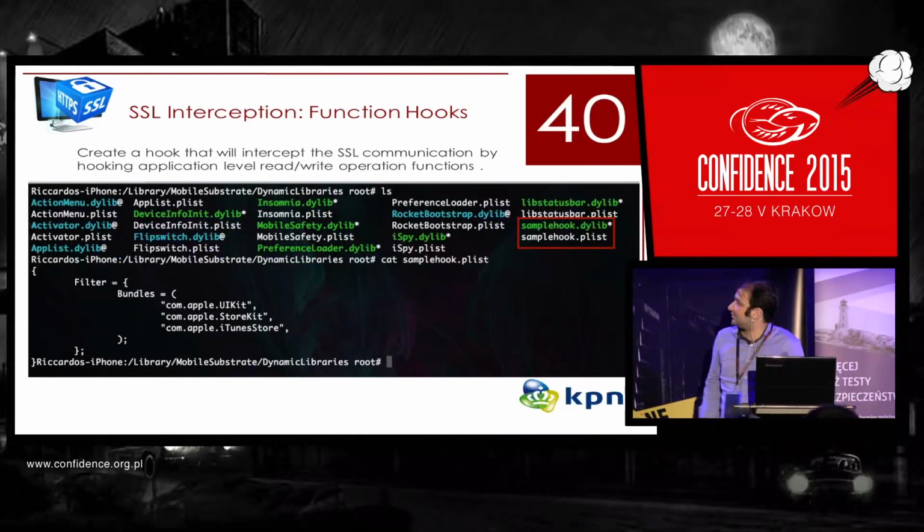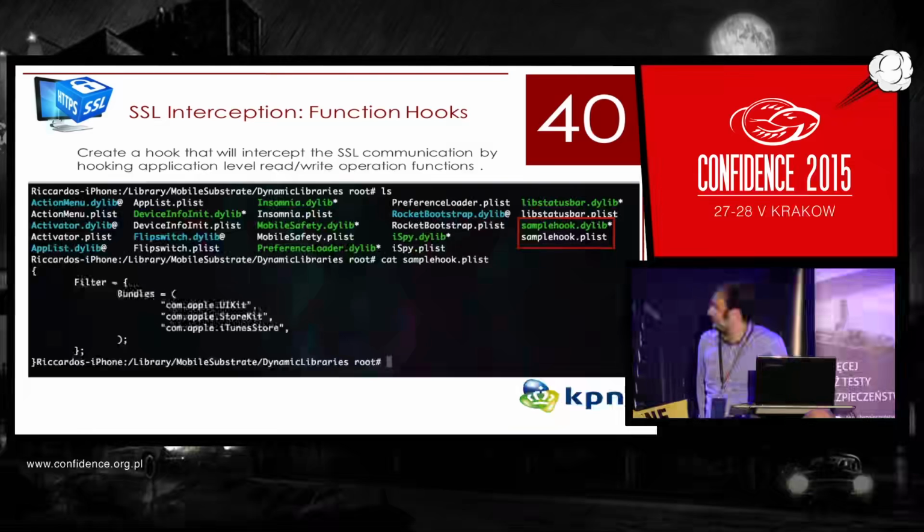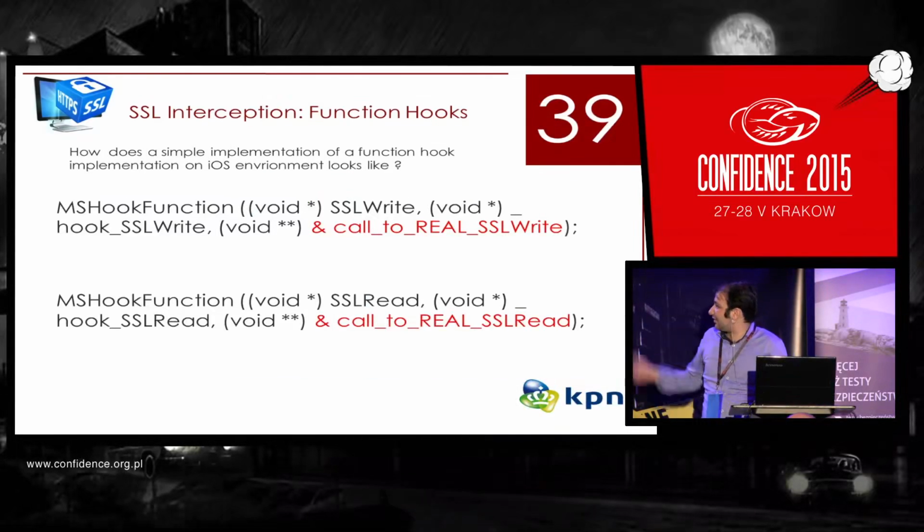So we implemented a sample hook. The source code will be published on GitHub, so you can take a look at it. It's simply a dynamic library. You can invoke a dynamic library while executing an executable, and it will intercept the function calls as defined. So you can obtain the SSL context.